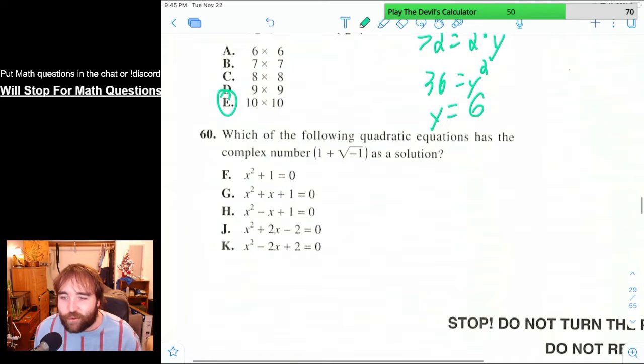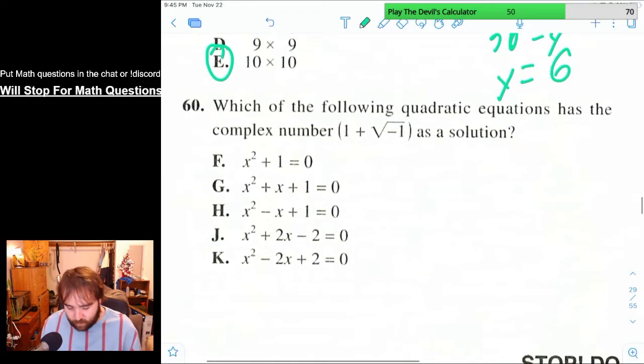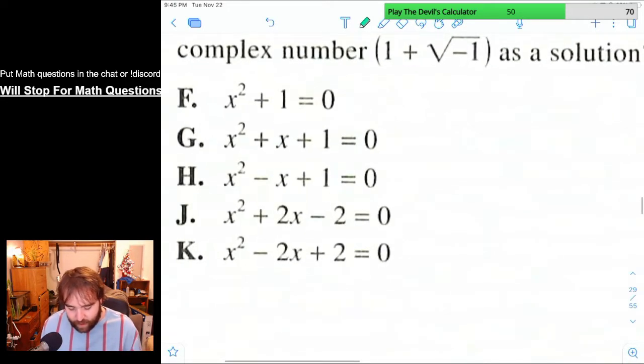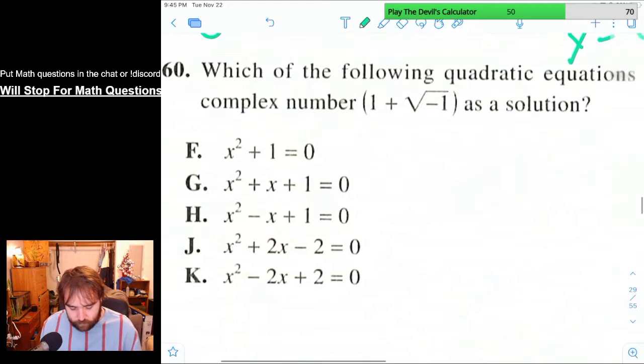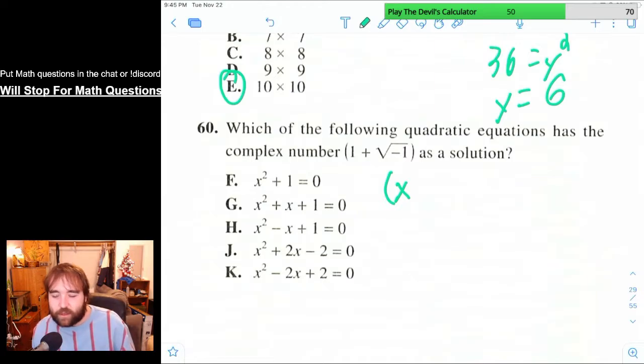That's not bad. Which of the following quadratic equations has the complex number that as a solution? So what do you want to do? You could start with these and solve these. But I think I would prefer to just write the equation, which is not normally what I'd like to do, but I would like to do here. So what is the equation?